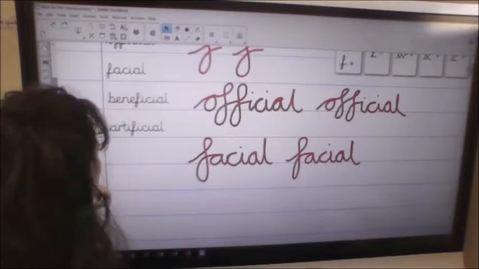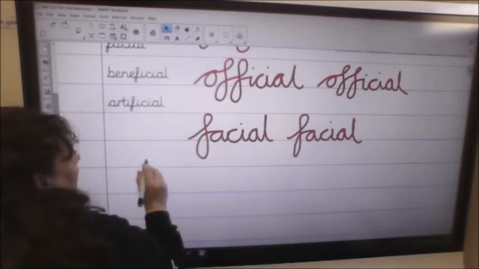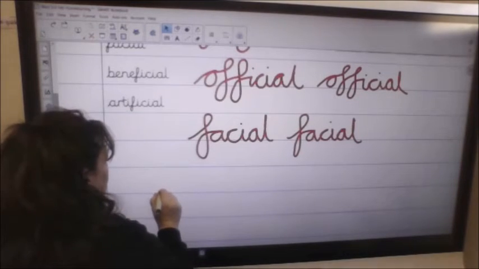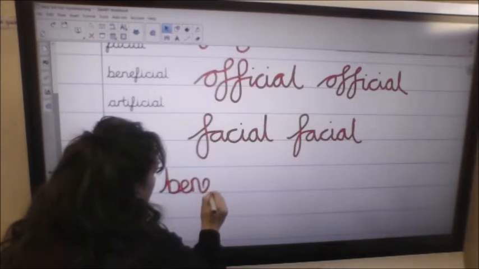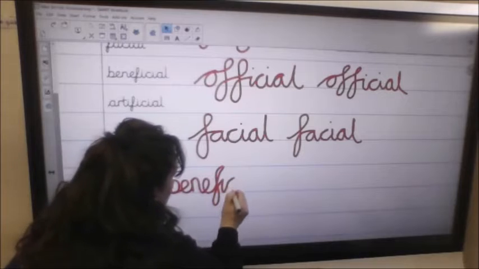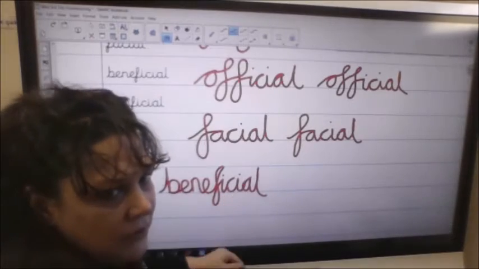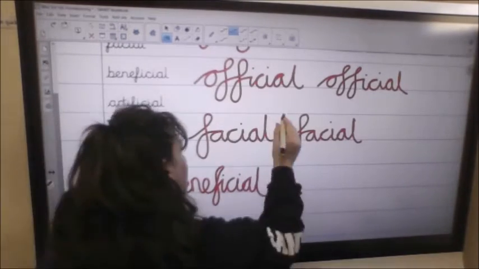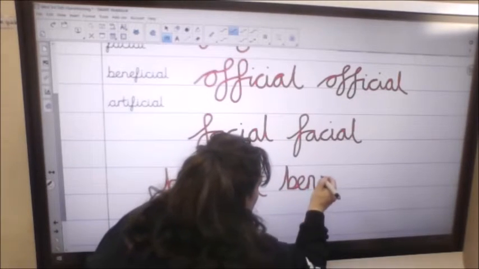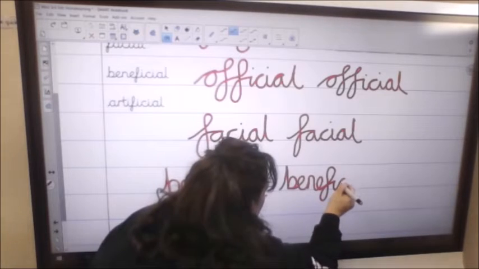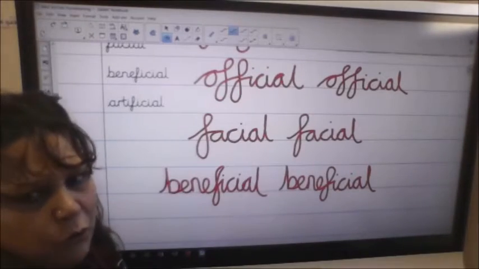Then we've got 2 rather large words: beneficial and artificial. I'm going to roll it up a little bit and start here with beneficial. Lead into our B, round into our E, N, E, into our F, I, C, I, A, L. And a bit of a rubbish F there. So we're going to do that again. Let's see if I can do better. B, E, N, E, into our F, I, C, I, A, L. That was better, wasn't it?